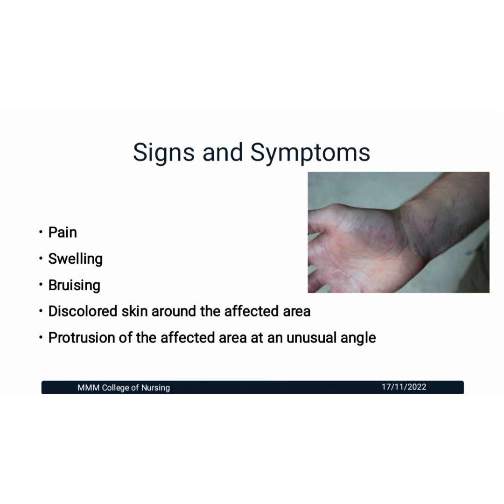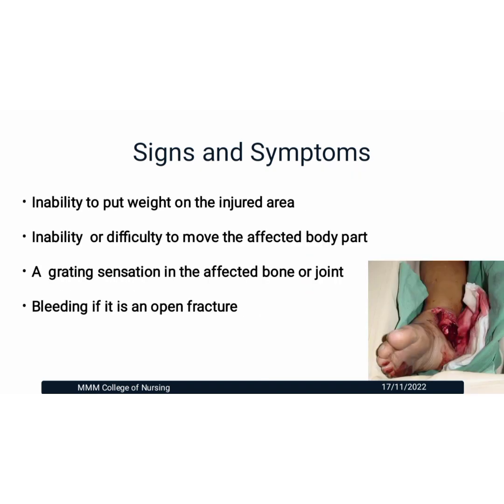The signs and symptoms of fracture are severe pain, swelling, bruising, discolored skin around the affected area, protrusion of the affected area at an unusual angle, inability to put weight on the injured area, inability or difficulty to move the affected body part, a grating sensation in the affected bone or joint, and bleeding if it is an open fracture.